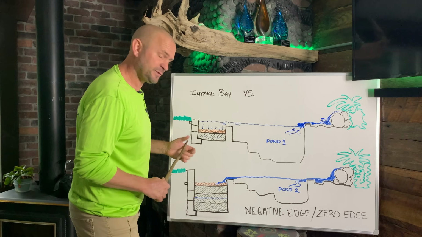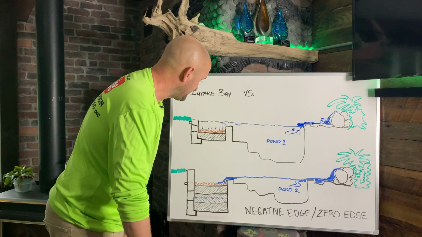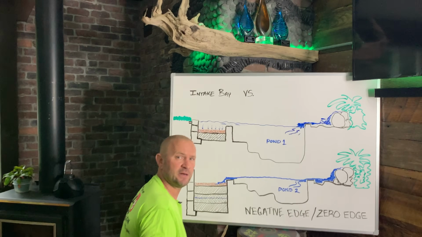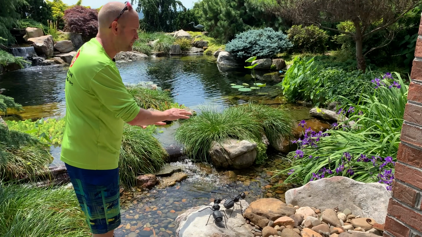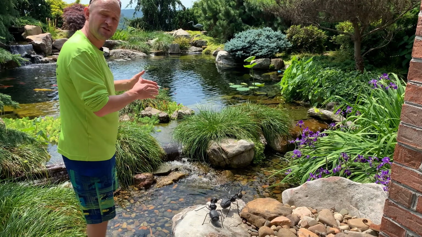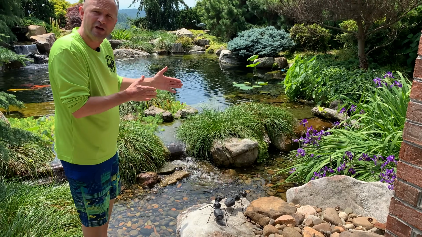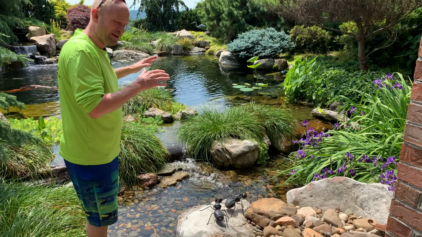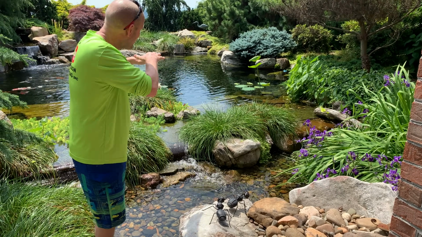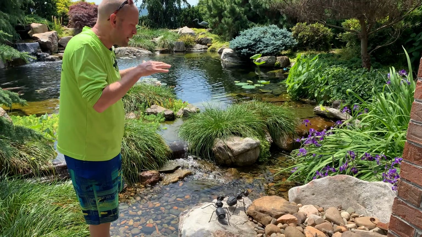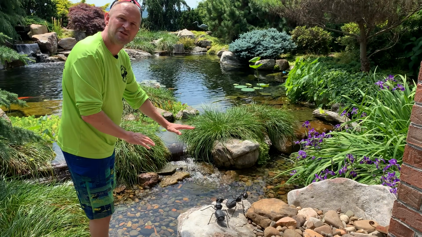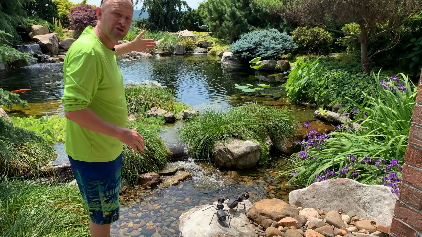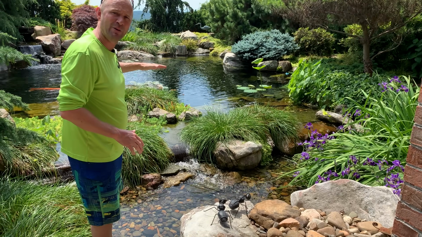First thing we're going to get to with the negative edge is right here. You can see the surface of the pond water actually falls down into the reservoir of this pond. So what that does is it sweeps all of the debris and pollen and bubbles, dust, everything that could gather on the surface of your pond, and it is all allowed to fall down into this area where I'm standing at. So there is never debris able to back up onto the pond.